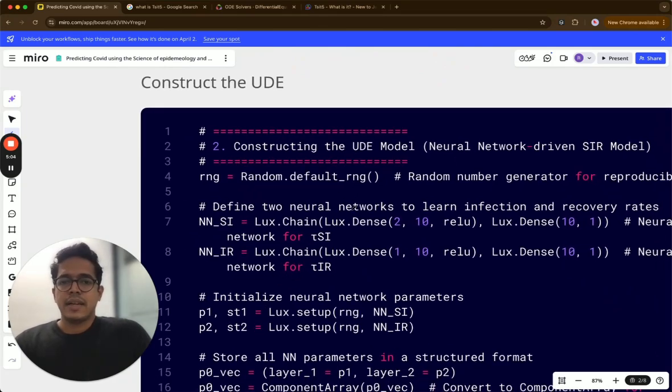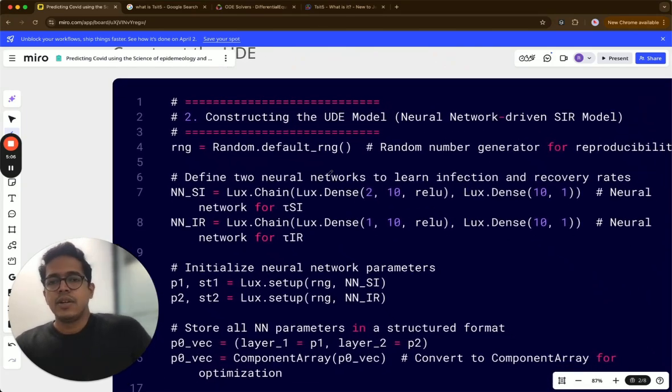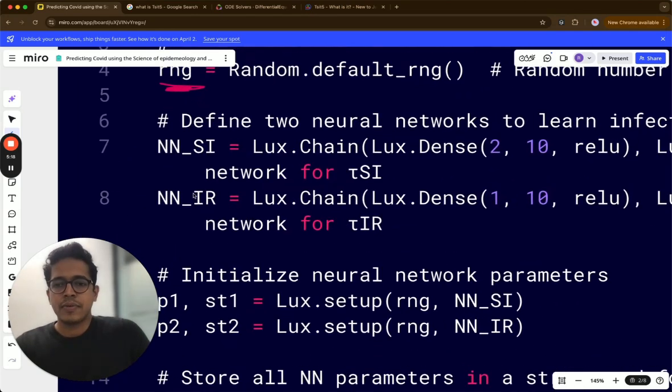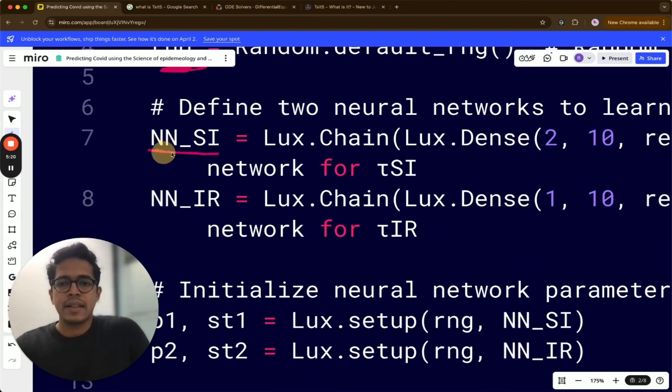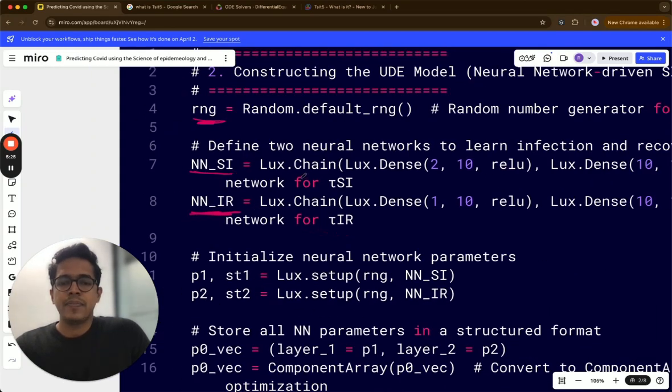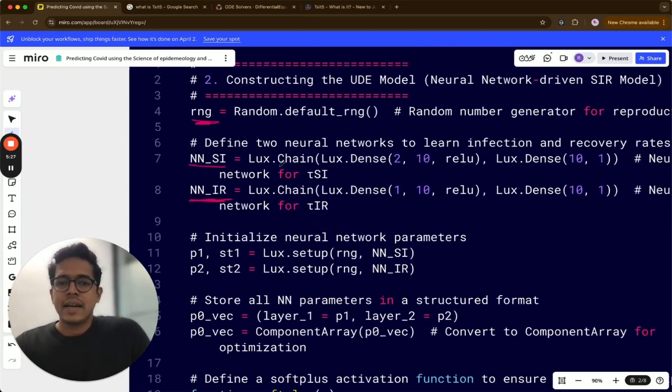Then we are constructing the universal differential equation. So first, we use a random number generator so that we can initialize the neural network using random initial parameters. Then we have to define two neural networks, right? So the first one is a neural network for predicting the tau SI term, and the second is a neural network for predicting the tau IR term. And we are using this Lux.Chain function.